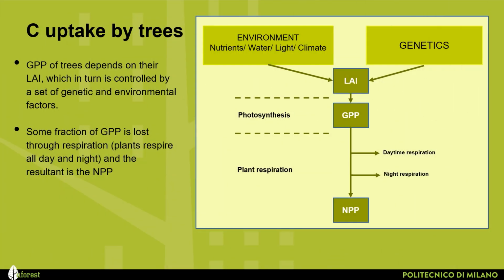To sum up, gross primary production of trees depends on their leaf area index, which in turn is controlled by a set of genetic and environmental factors. Some fraction of this gross primary production is lost through respiration because plants respire all day and night. And the resultant is the net primary production, which corresponds to the net carbon gained by plants.